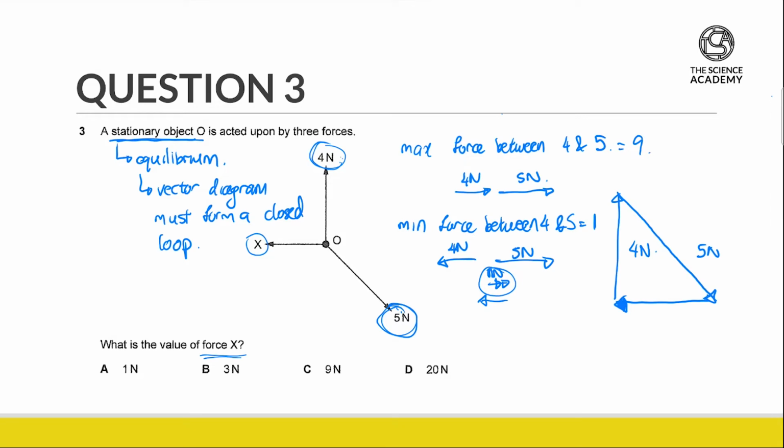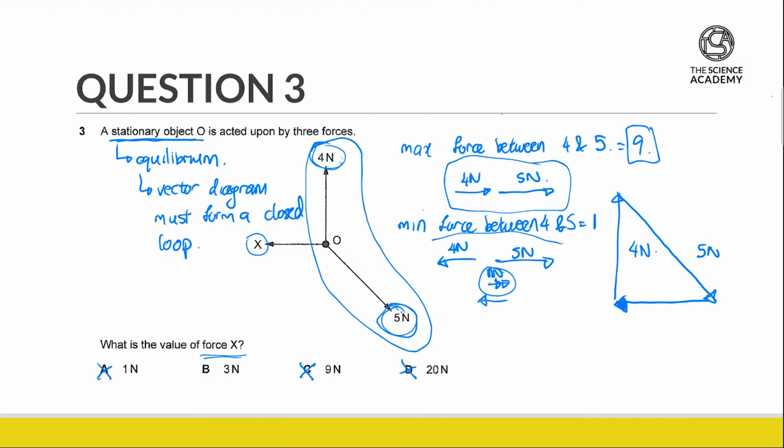Okay, so as such, we know that C and A cannot be our answer, and definitely D is also out because it's more than the maximum force of the 4 and the 5. Okay. Now, A and C definitely are out because you can see very clearly that these 2 forces are at an angle to each other and they are not in the max or minimum configuration. So by elimination, our answer is still going to be B.